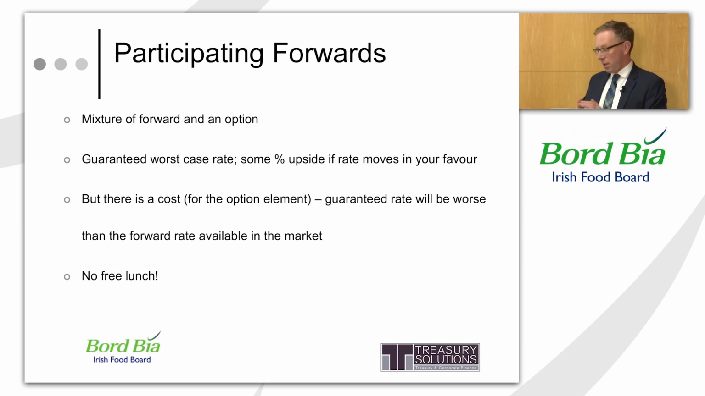Taking an example of 88p again, if we're saying the spot rate is 88p on the 1st of November, the forward rate to the 1st of December is 88.10. The participating forward rate they might give us might be 88.30 or 88.40. In other words, it's worse than the forward rate we can secure today, but that little bit of cost gives us 10 or 15 or 20% of the upside should sterling move back to 85, 86 pence. But I guess the key thing in this space is that there are no free lunches.